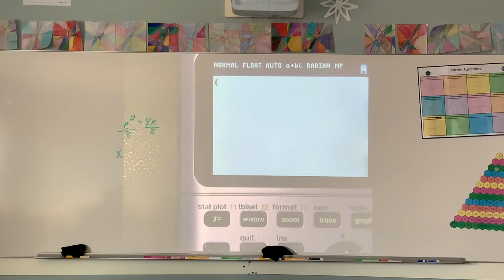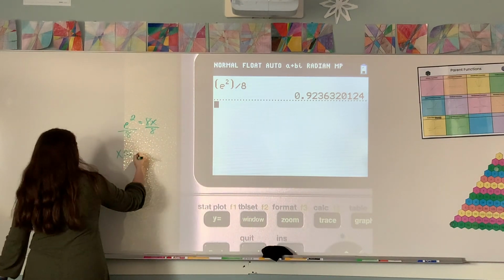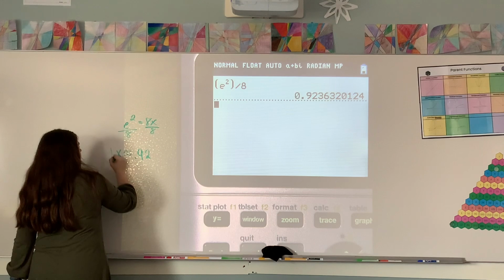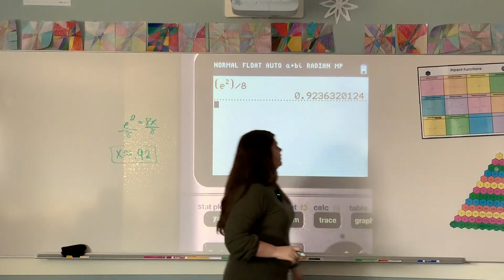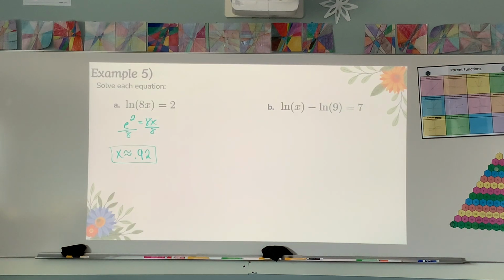All right, let's go back to solving what we have here. So we have in parentheses, second natural log, e to the power of 2. Make sure you arrow out of the exponent. Close the parentheses, divided by 8. That gives me 0.92. So x is approximately 0.92. Okay. I'm probably not going to put my calculator back on the screen. I'm just going to work over here.